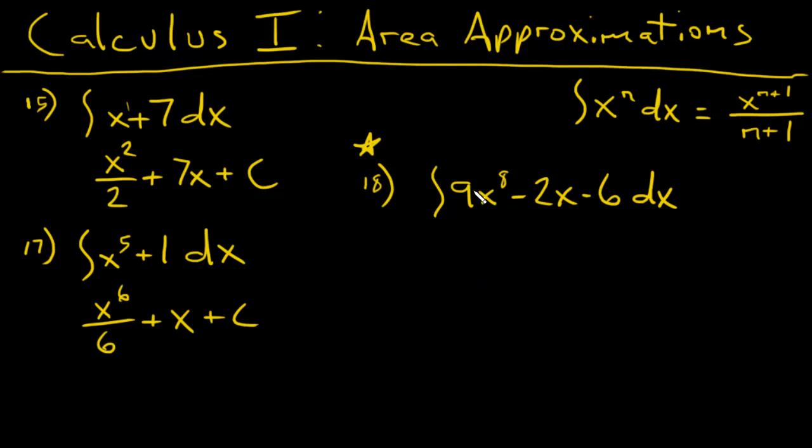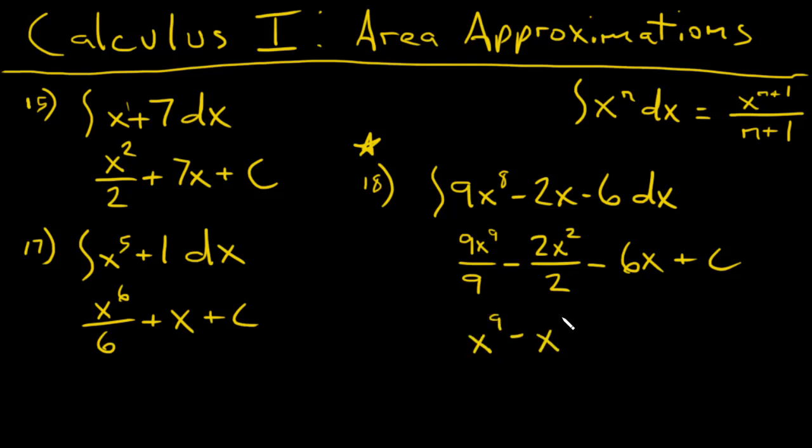Okay, so the way I would do this, at least when you're initially starting this, is to kind of take the coefficient with the variable. So what I mean is, if I add 1 to this exponent, I'm going to get 9x to the ninth. See, I brought that 9 with the x, so that 9x to the ninth divided by 9, minus 2x, going to add 1 to that. Squared divided by 2 minus 6x plus c. Alrighty, so this simplifies into x to the ninth minus x squared minus 6x plus c. And that's it. That's your answer right there. So let me clear this and we will do the last three.